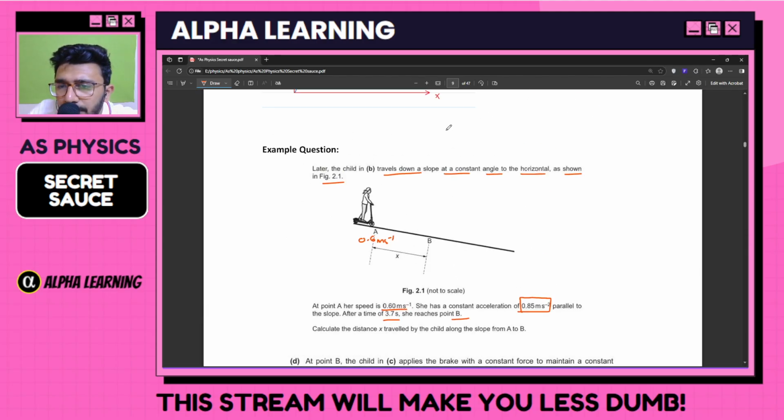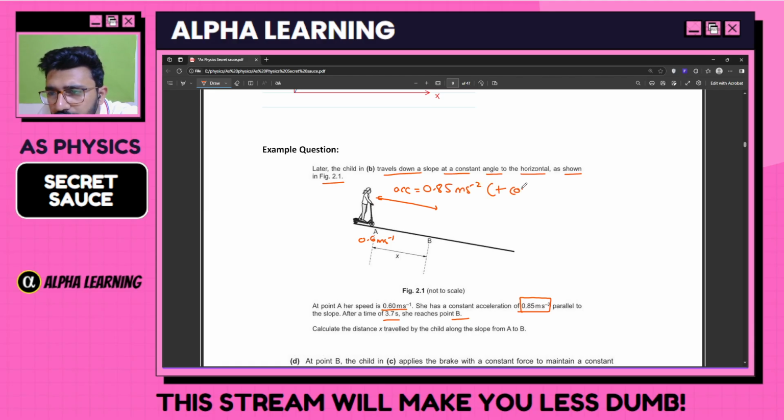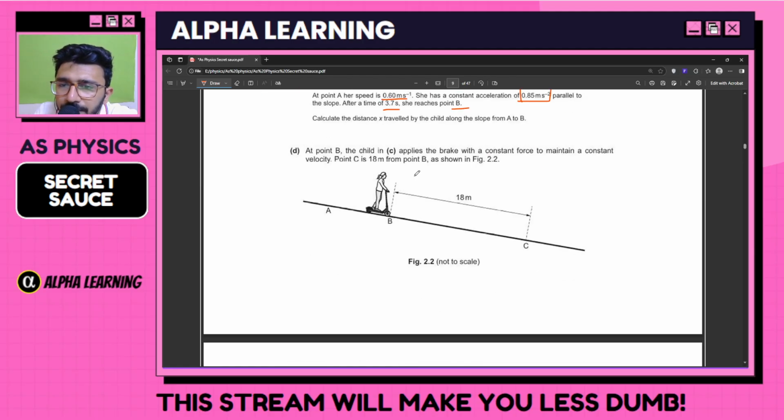So from A to B, I want to bring to your attention that we are accelerating with the acceleration of what? 0.85 ms minus 2. This acceleration is both positive and constant. Please remember this. This will come in handy once we plot the graph. At point B, the child in C applies the brake with a constant force to maintain a constant velocity. From B to C, you have a constant velocity. Constant velocity. Perfect.